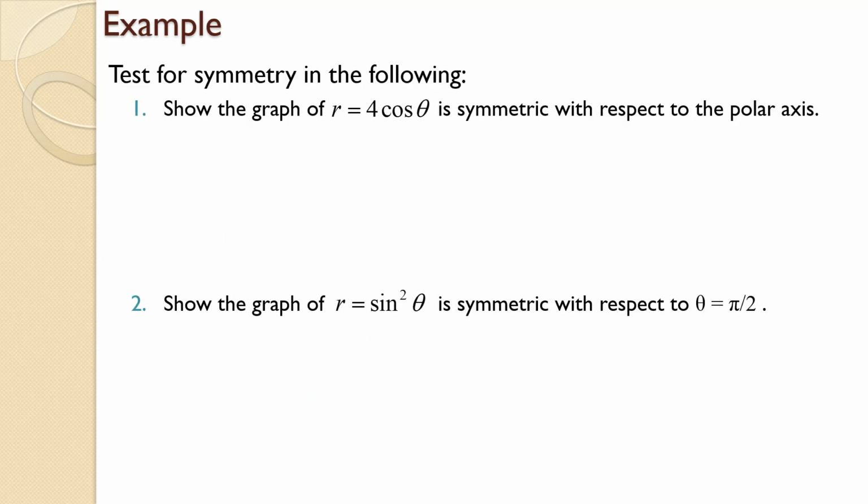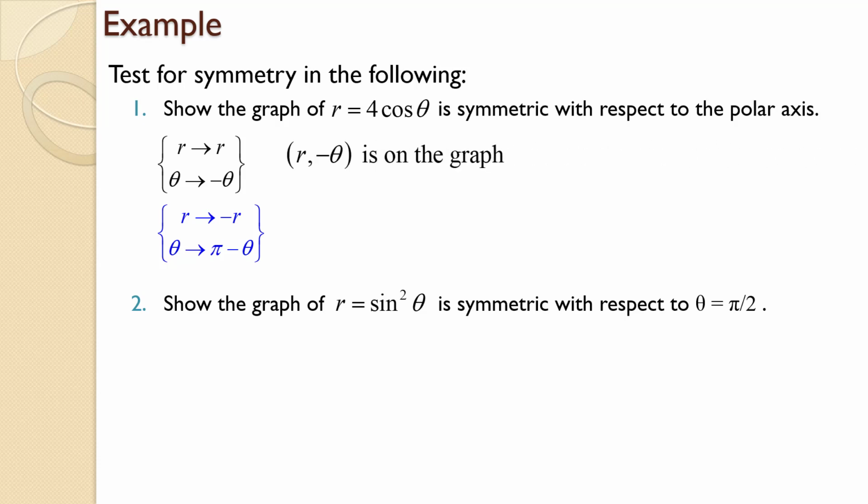As an example, I'll test for symmetry for the following problems. I'll show that the graph of r equals 4 times the cosine of theta is symmetric with respect to the polar axis. To do so, I'll use one of the two tests. Now, the black one I consider the primary test. I'll replace r with r, which means I don't do anything, and I'll replace theta with negative theta.